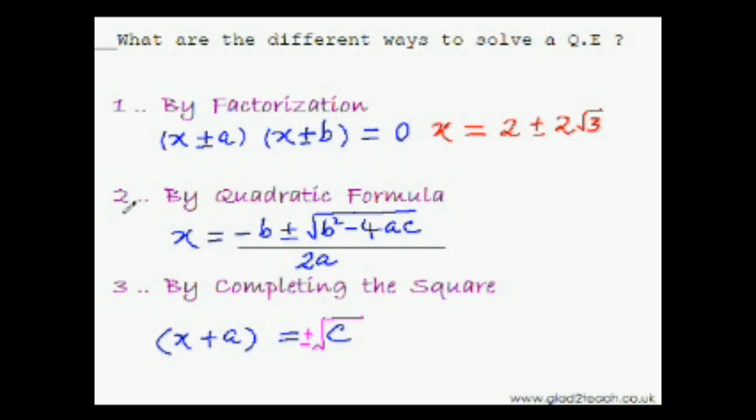Now, the advantage of the second method is that it can solve almost all the types of quadratic equations. But the disadvantage is that it is a slower method. That is, it has a number of steps. And moreover, you have to always remember this formula.